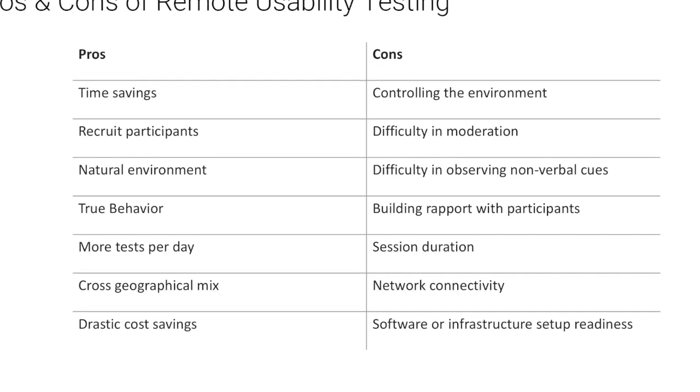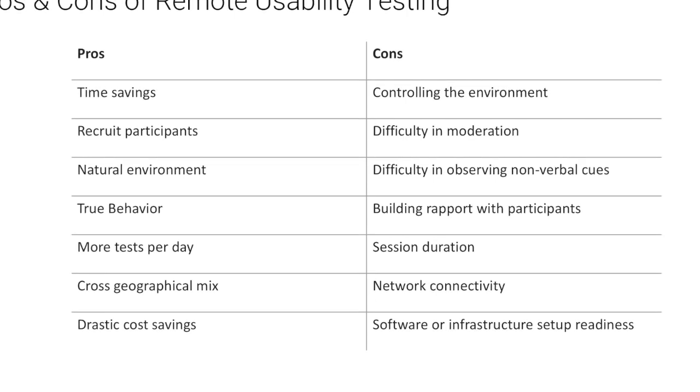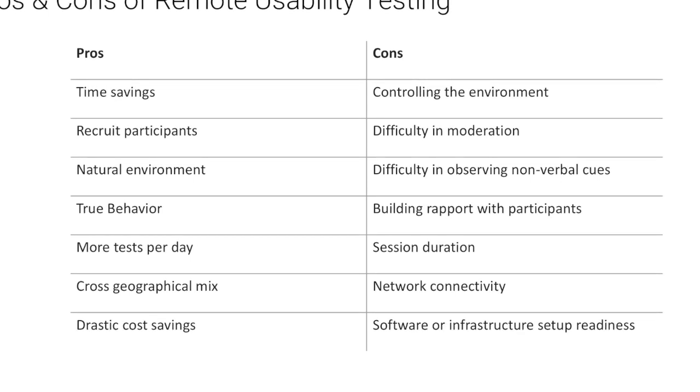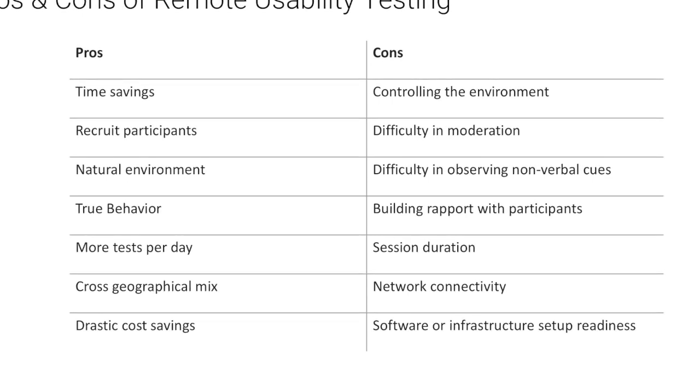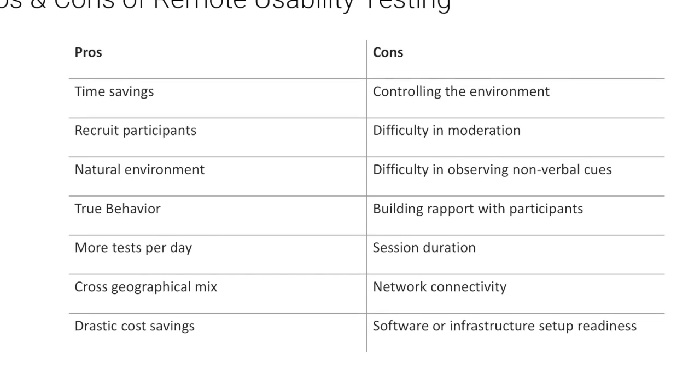Also, if you do not have proper hardware and software toolchain setup at the participant site, you cannot observe the non-verbal cues like body language and facial expressions. It is possible to observe these things, but it requires some kind of setup and arrangements beforehand. The most important part is building rapport with the participant at the time of moderation. That becomes challenging because of network delays, or if you're not conducting moderated testing, it becomes such a challenge.